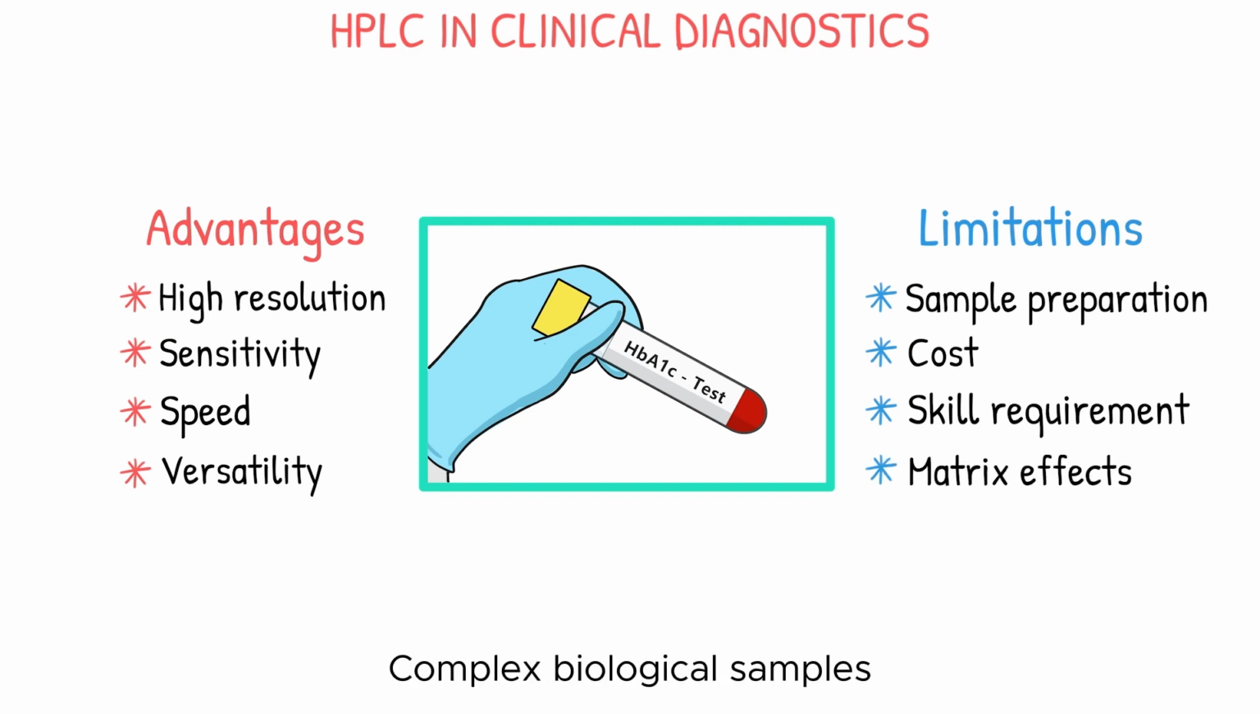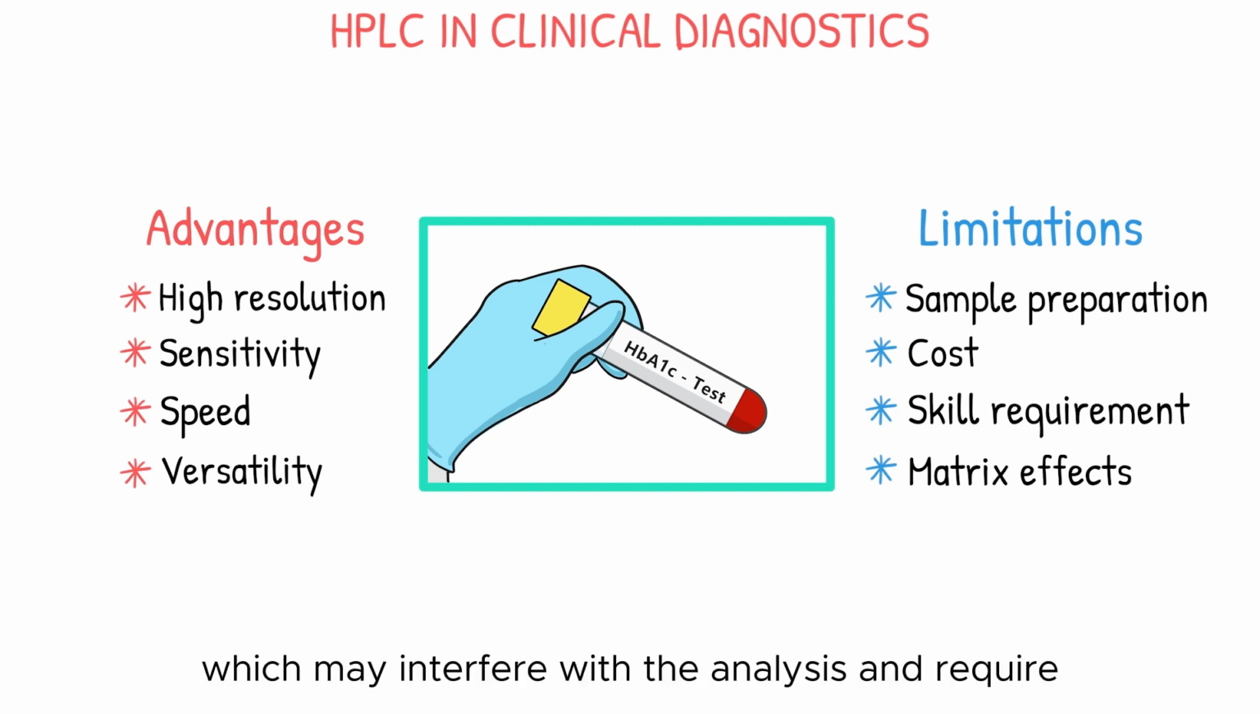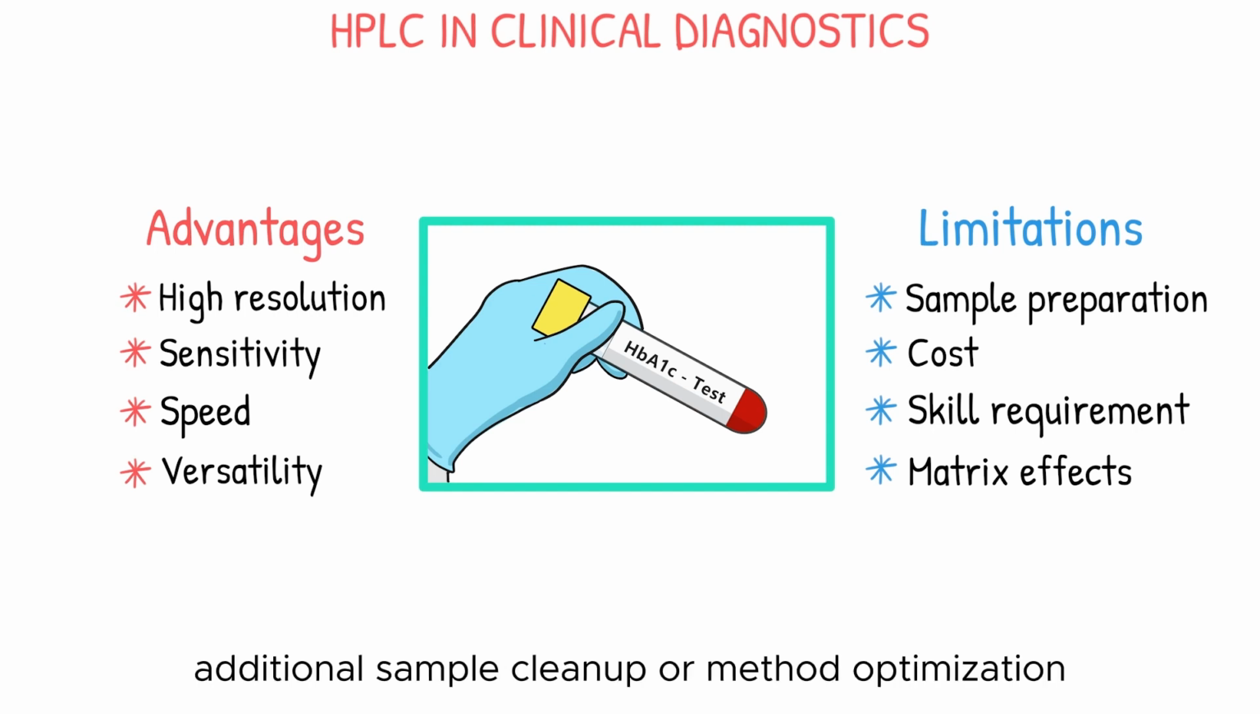Matrix effects. Complex biological samples such as blood or urine can cause matrix effects, which can interfere with the analysis and require additional sample cleanup or method optimization.